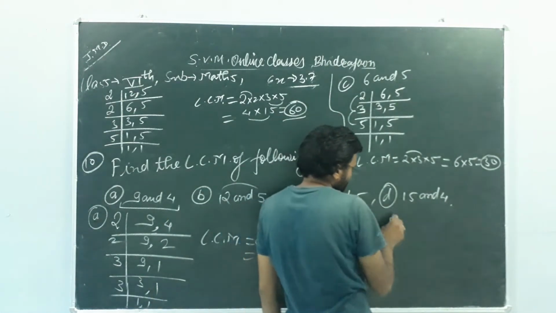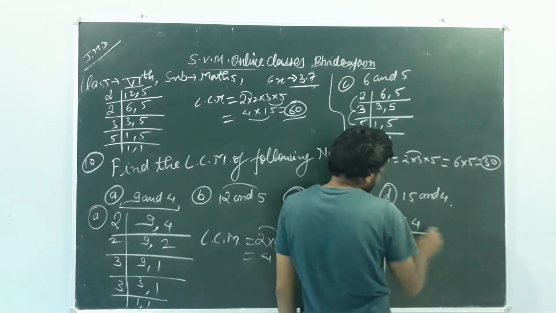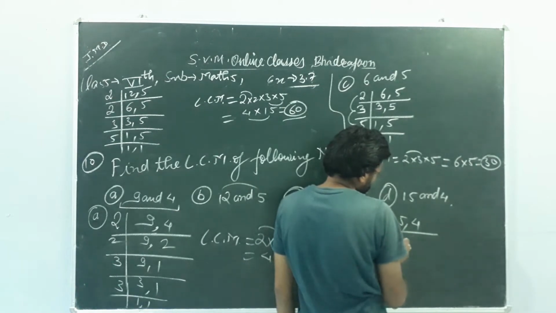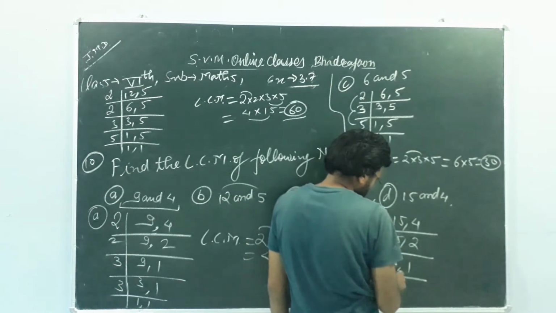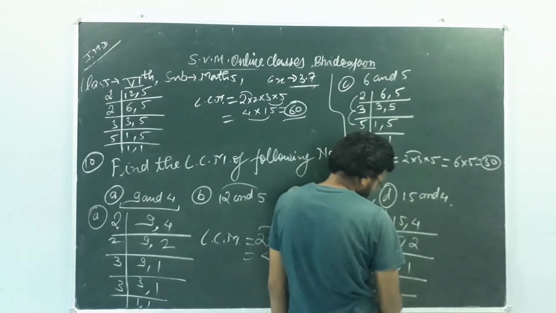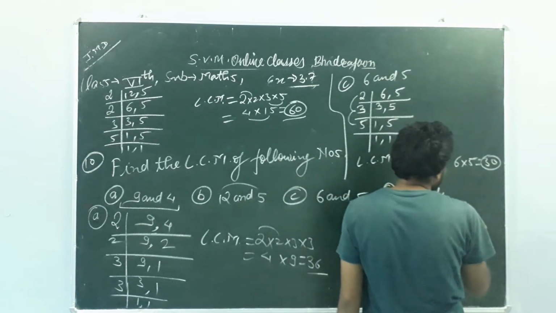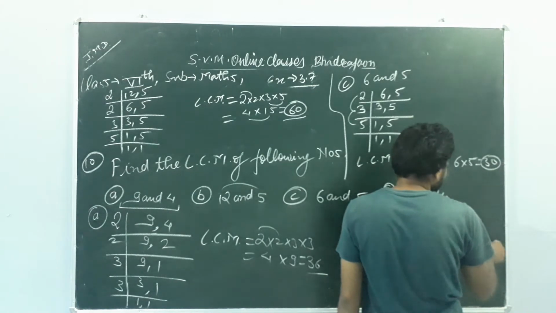Now we will go for our part D, which is 15 and 4. Now we will divide by 2. This is 15 and 2. Now again by 2, so this is 15 and this is 1. Now by 3, 3 5s are 15, and after that also by 5. This is 1 and 1. Now our LCM equals 2 into 2 into 3 into 5.